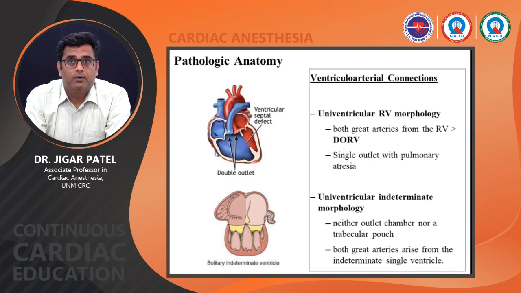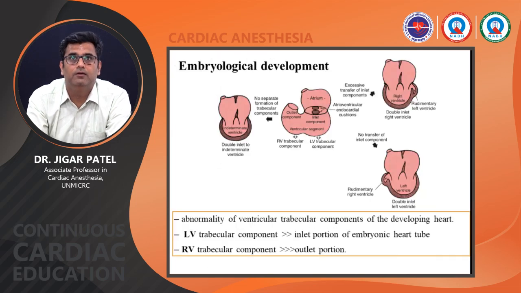Now, another type of ventricular arterial connection is present when there is a univentricular RV morphology, which is rare, but in that case, both great arteries will arise from the right ventricle, or it is called double outlet right ventricle. Another possibility is single outlet with pulmonary atresia. And if there is a univentricular indeterminate morphology, then there is no outlet chamber or no trabecular pouch, and both great arteries arise from the single indeterminate ventricle.